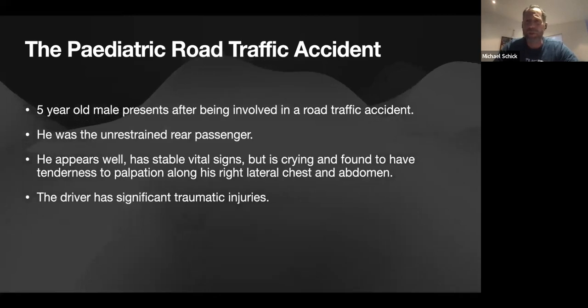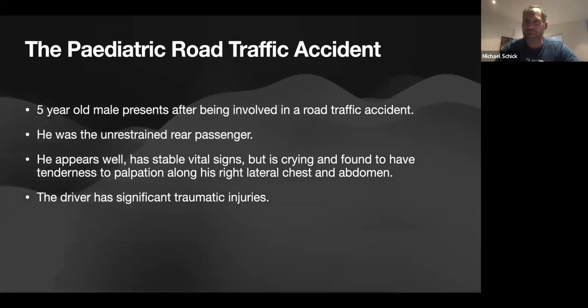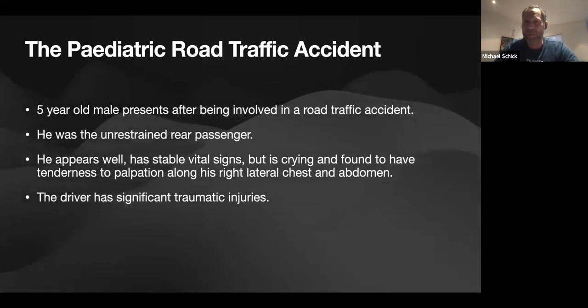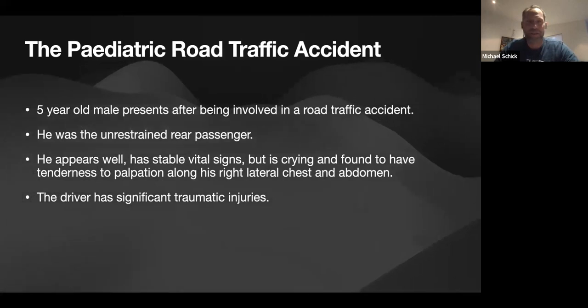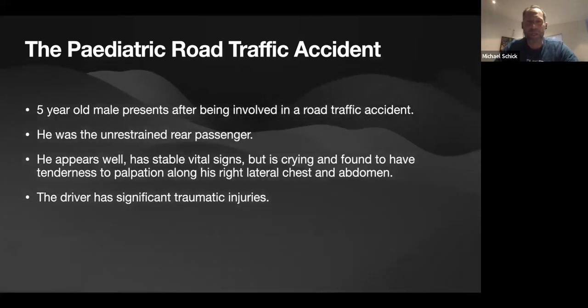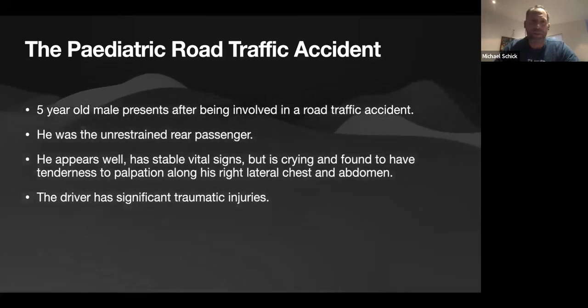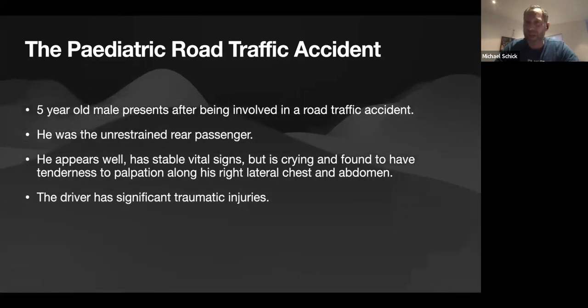And also just note that a lot of the cases that I'm presenting are not supposed to be mysterious, not supposed to be challenging cases. These are very typical cases in pediatric emergency care. It's more about the use of ultrasound and what to do next that I think is the interesting part here. So the first case is the case of the pediatric road traffic accident.